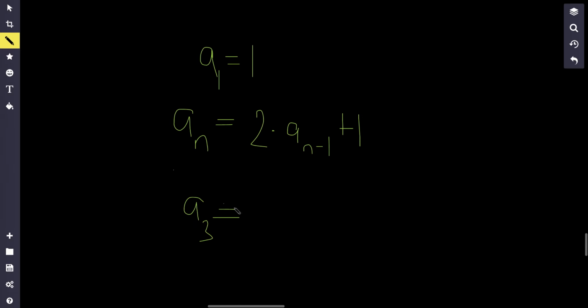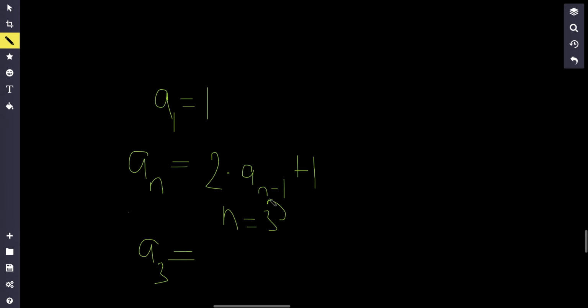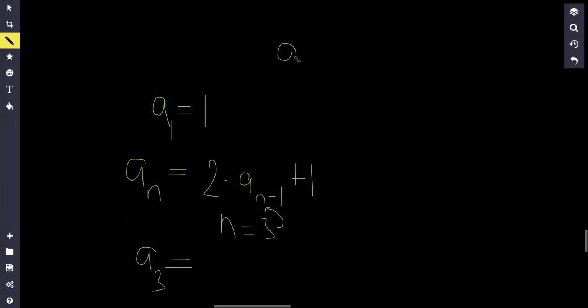Right, so just proving this to you. If I plug in n is equal to 3 into this formula, I would get a sub 3 is equal to 2 times a sub 3 minus 1, which is 2, plus 1. But notice how we don't know what a sub 2 is equal to. So, once again, just repeating the same idea, there's no shortcuts for recursive sequences. You have to know the previous term before finding out the actual term.